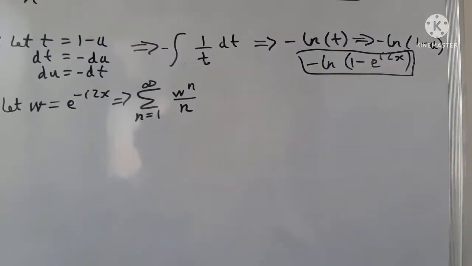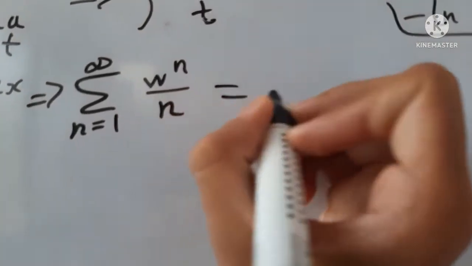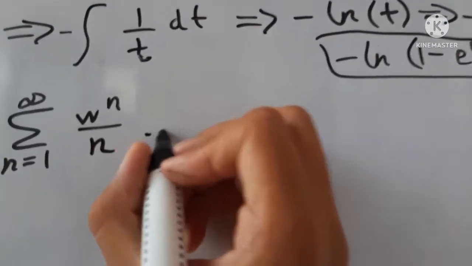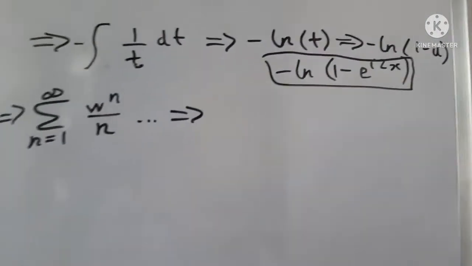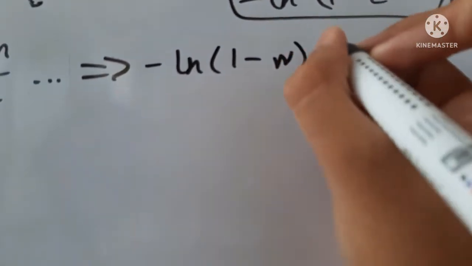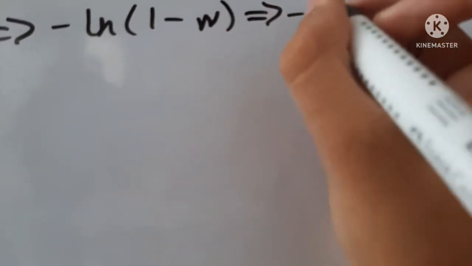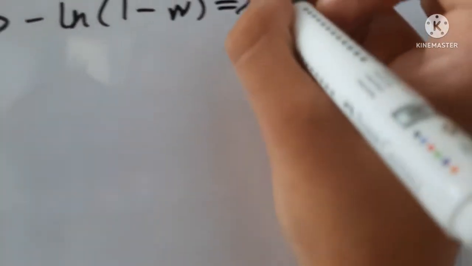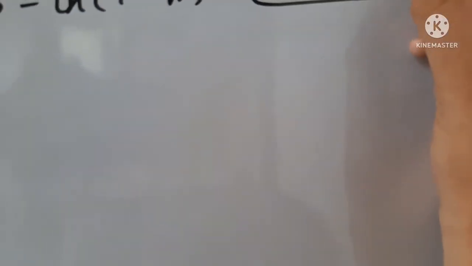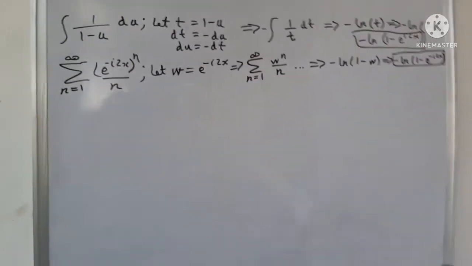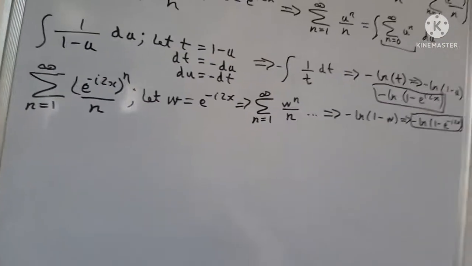So just apply the same procedure. It's not that tough to see now that our result will be, let me do a dot dot dot here, negative ln of 1 minus w, which is negative ln of 1 minus e to the minus i 2x. That's a well-made box. Okay, so moving on from boxes, we can see that in that part.